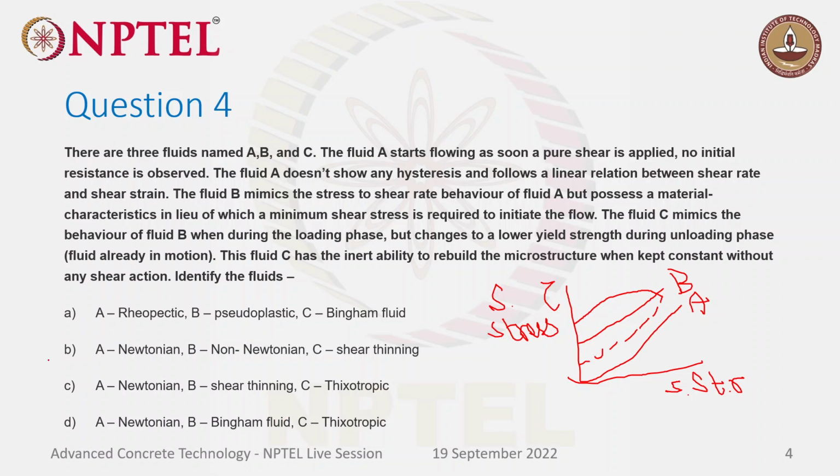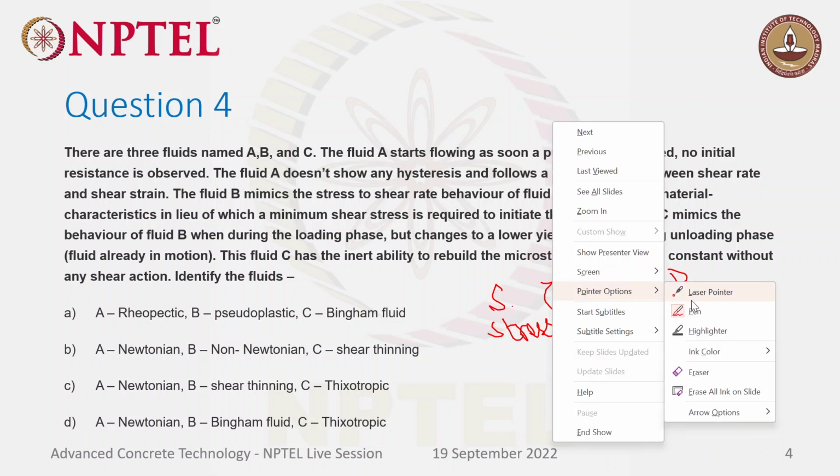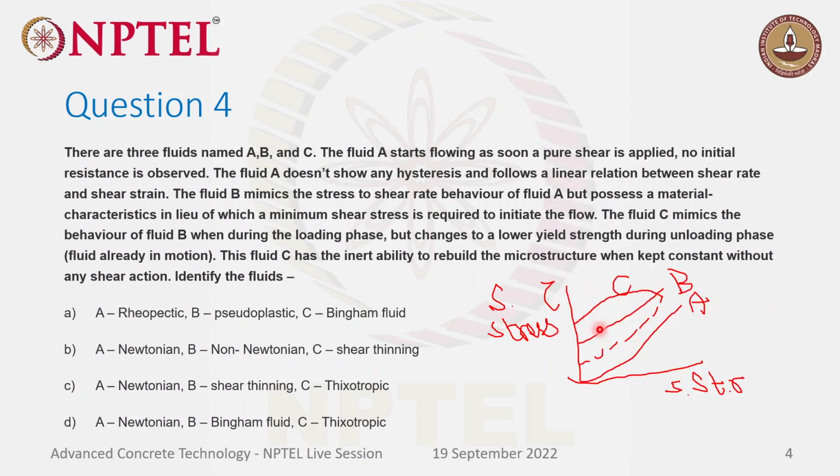So here, for C, let me write it here as C, and come back to the laser pointer. Once again, if you start loading, the yield stress will be higher. Initially, from rest to flow, the same amount of shear stress will be required to initiate the flow, but when it's unloading, the amount of yield stress to reach the rest state will be very low compared to the initial resistance to flow.